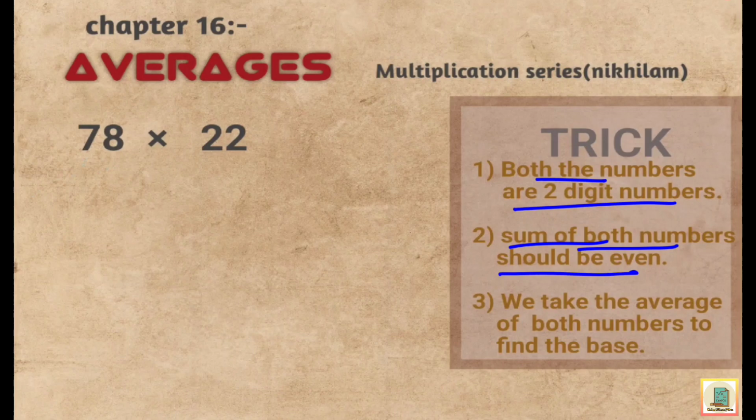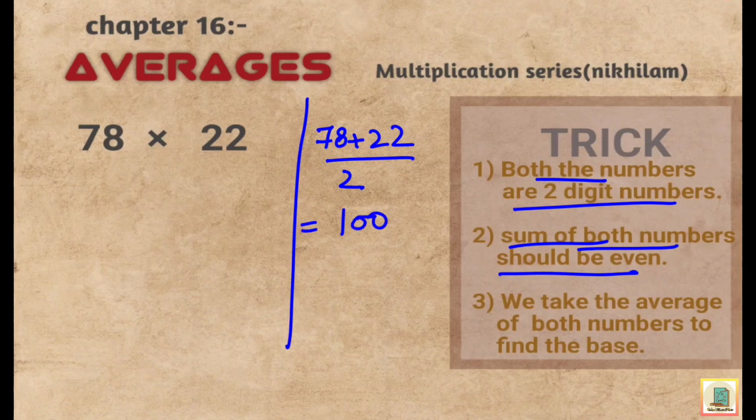So the question is 78 multiplied by 22. First of all, we take the average of both the numbers. So we'll add both the numbers and divide by 2. 78 plus 22 gives you 100, which divided by 2 gives you 50 as the average. Now this number 50 will be considered as the base of the sum. Now here the base is 50.